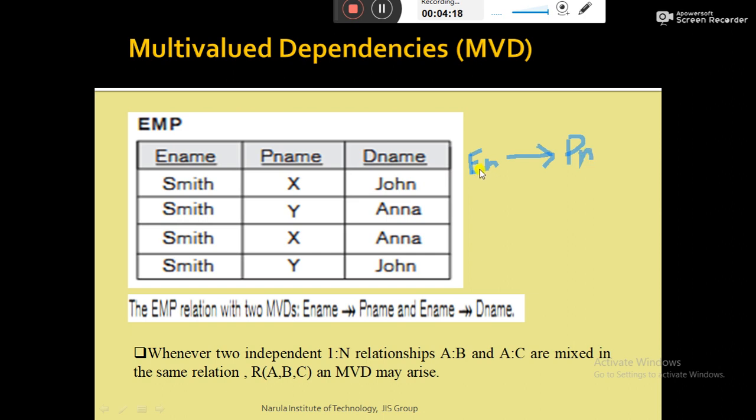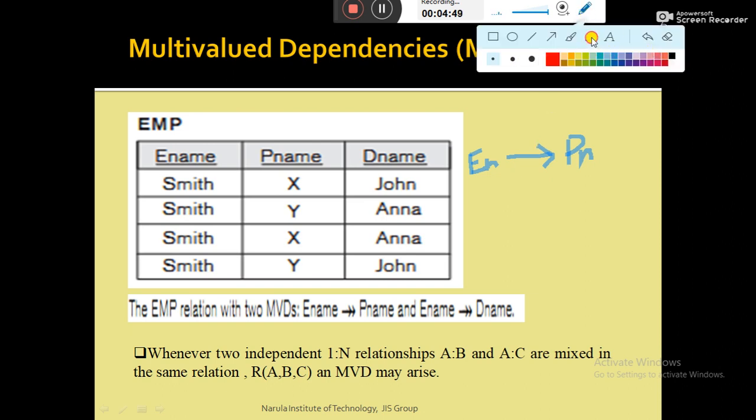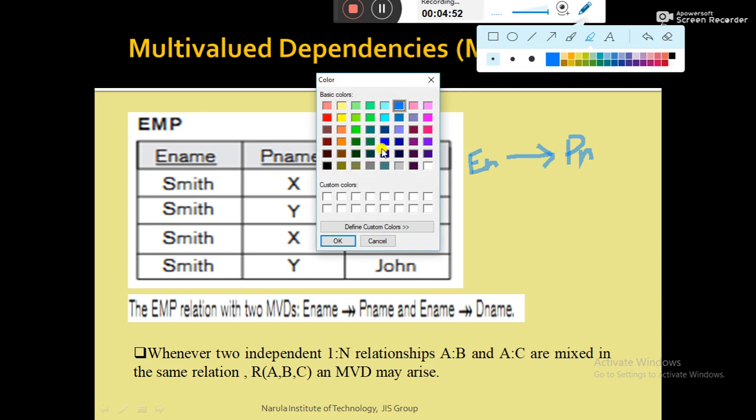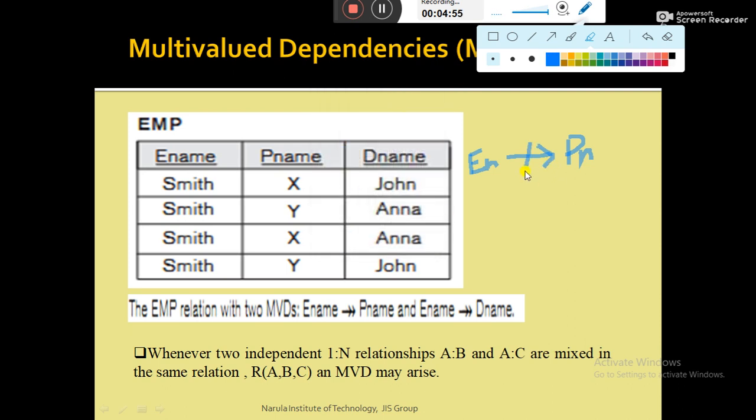So consider the example. Suppose the ename is Smith, then the corresponding how many values are there? Pname, X and Y. So for a particular employee name Smith, we have two pname, two project names, X and Y. So that means for a particular value of employee name, there is no unique value of pname. Rather, for a particular value of en, we have multiple values of pname. So this is not a functional dependency. That means we cannot write en arrow pn. So this functional dependency doesn't exist.